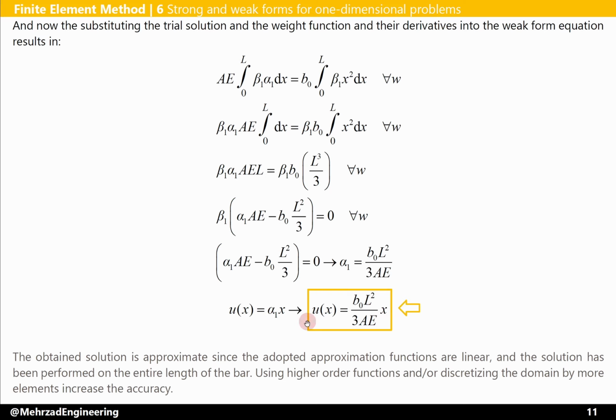This is a linear equation for u of x, or displacement. It is approximate because we use an approximate function. The approximate function we have used is linear, and the solution has been done on the entire length of the bar, but using higher order functions and or discretizing the domain by more elements will increase the accuracy.